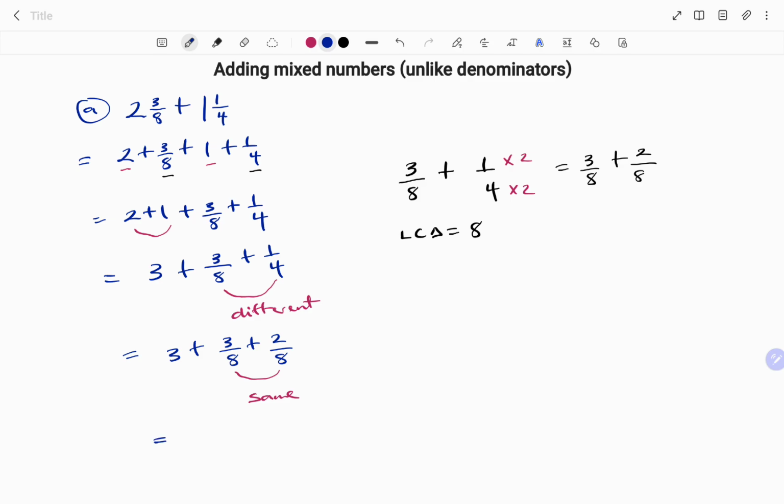So therefore, I'm going to have 3 plus, because my denominators are the same, I have my 8. I add my numerators, which are 3 plus 2. This will give me 3 5/8. Let's look at another example.